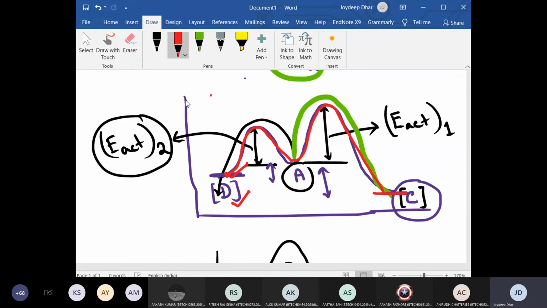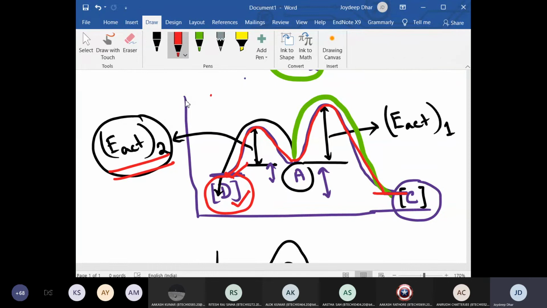After 1 hour, you will see the amount of D is much larger than C because the reaction is governed by the rate constant. Since the activation energy for D formation, E act 2, is lower than E act 1, after 1 hour I might get much more quantity of D in the reaction mixture as compared to C because activation energy is less.